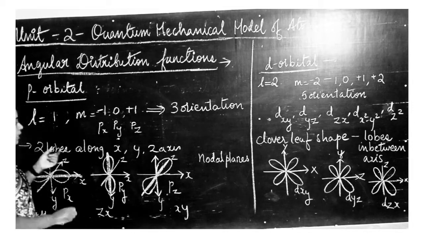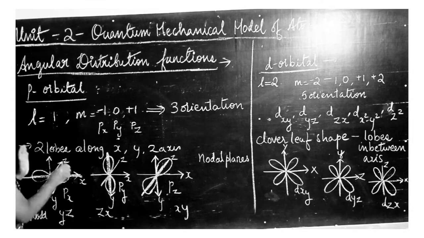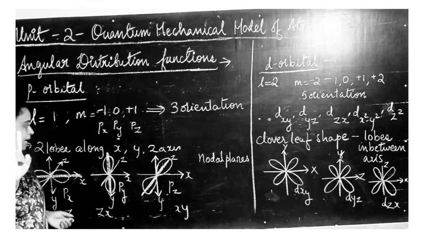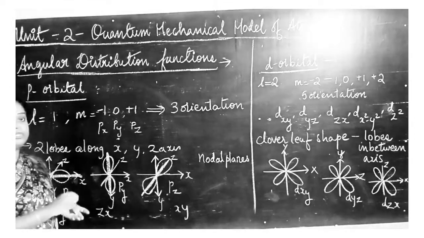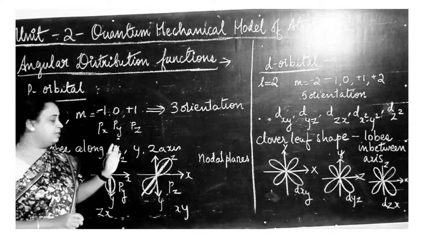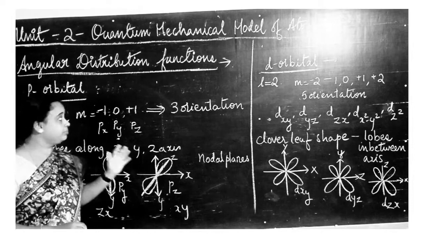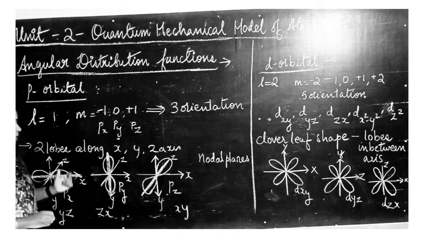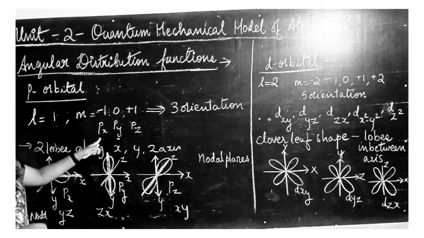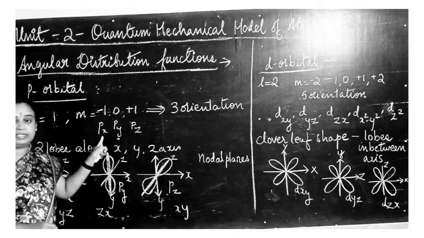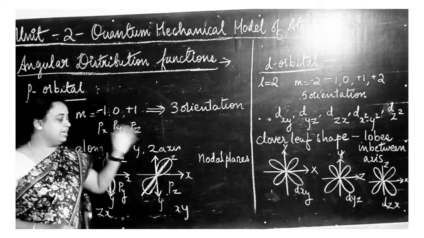Now let us look at how the shape of this p orbital exists. In the p orbital, 2 lobes are seen. These 2 lobes are either on the x-axis, y-axis or z-axis, depending upon the orientation. If it is px, the lobes are on the x-axis. If it is py, the lobes are on the y-axis. If it is pz, the lobes are on the z-axis.